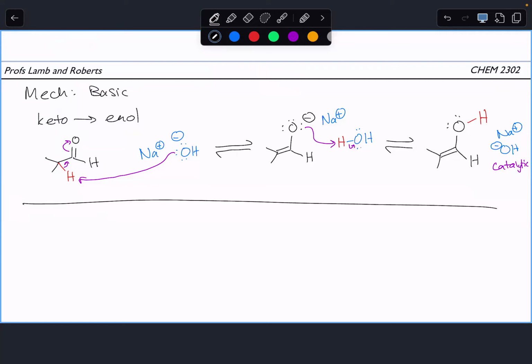Got one more. Let's do the reverse. We'll go from the enol to the keto, starting with the compound that we just made. Okay, so there's our enol form. We still have base around, so we're under basic conditions. We better deprotonate first. What's the most acidic proton? The enol proton. So this is going to pull off that proton to form our enolate.